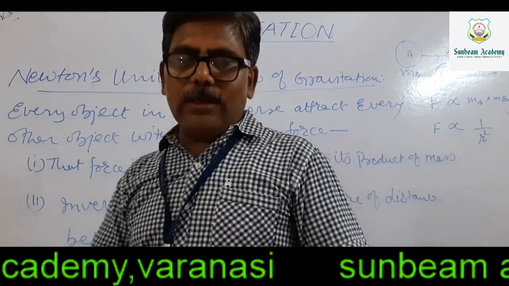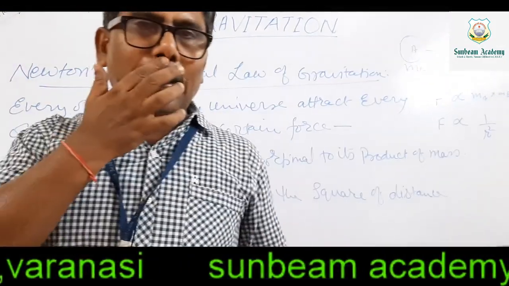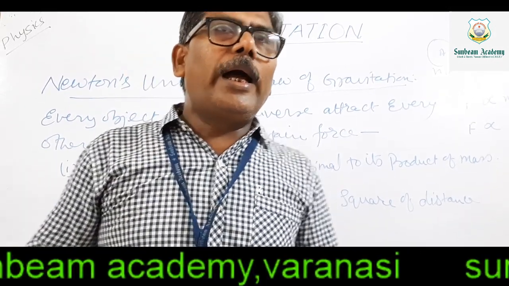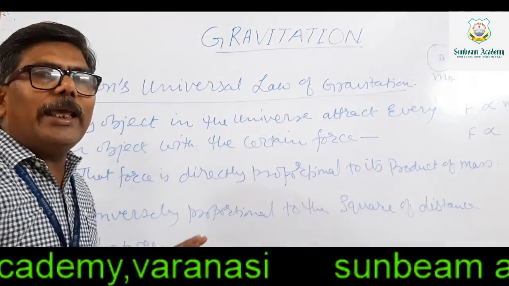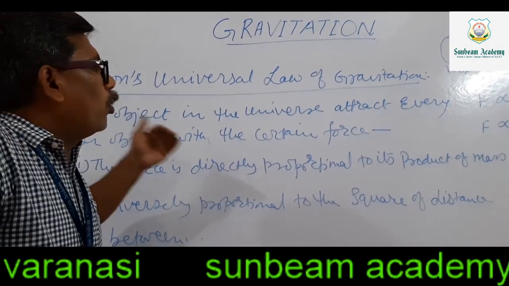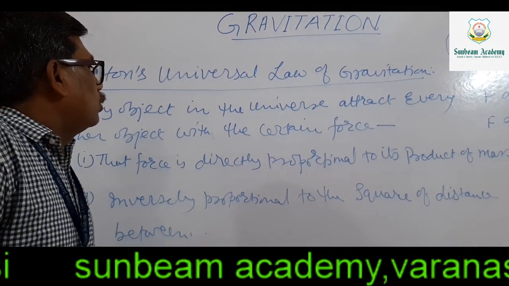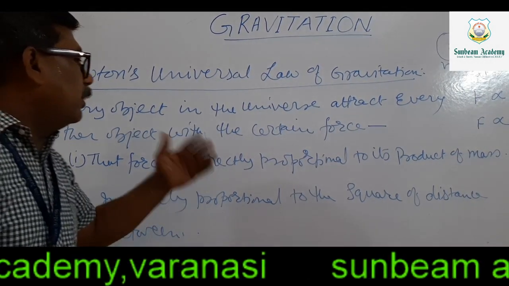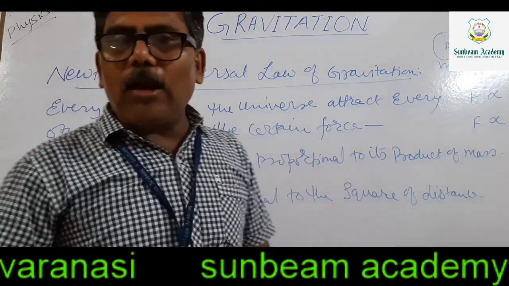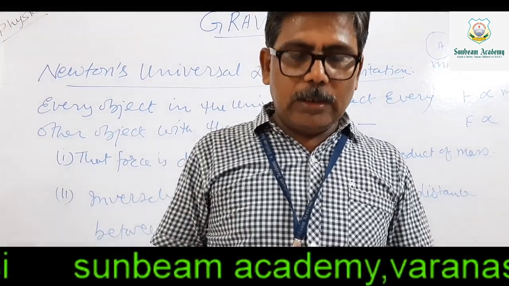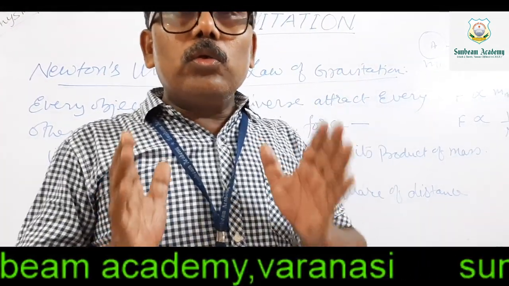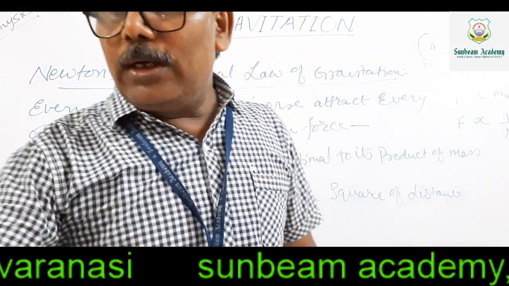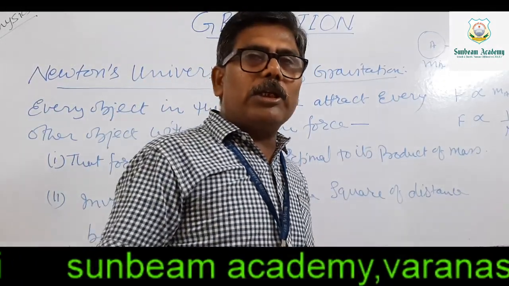Means in the universe every other object attracts each other, and that force of attraction is proportional to the product of masses and inversely proportional to the square of distance between them. This is called Newton's Universal Law of Gravitation. Now we will see the mathematical calculation of this.